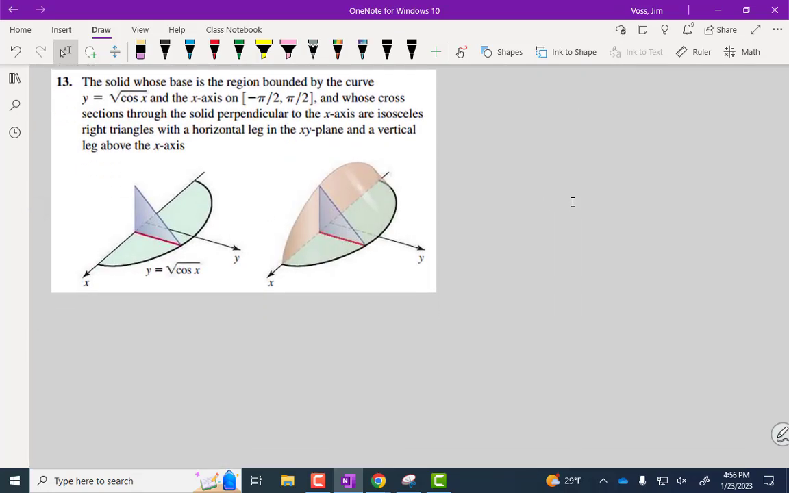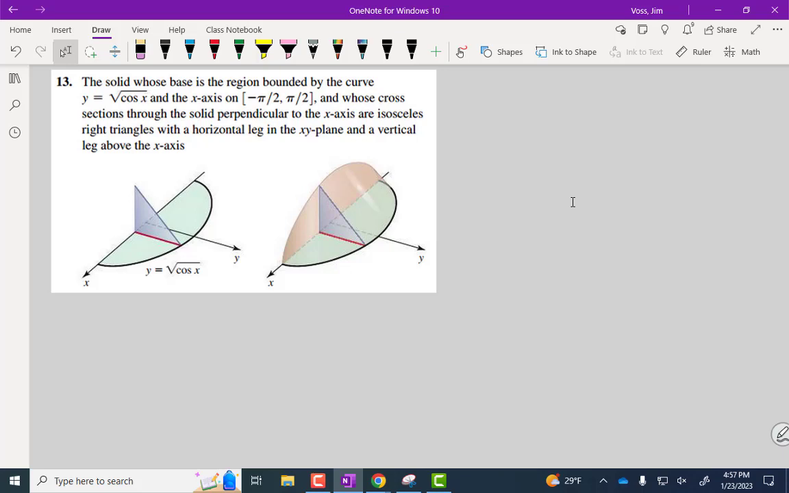Okay, another one. So this one again is created geometrically. We've got the solid with a base in the xy plane, y equals root cosine. That's a function you would not be expected to have to graph. Y equals the square root of cosine. That's not a common function, so that would be given to you. They say to look on the interval minus pi over 2 to pi over 2.